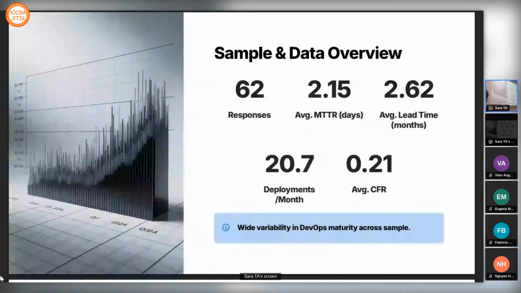So here we have some sample data review. We found 62 responses.